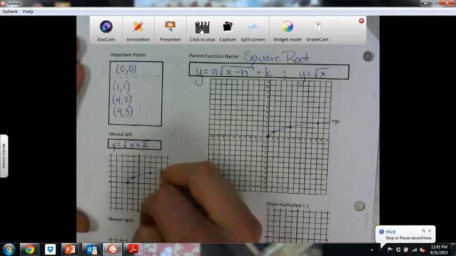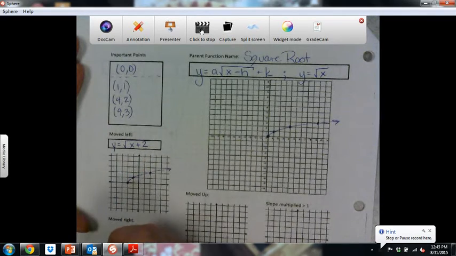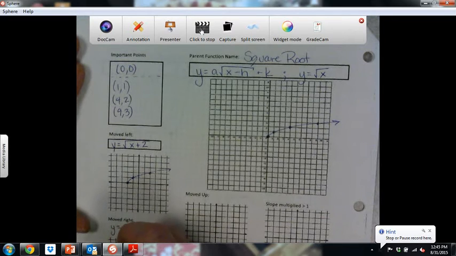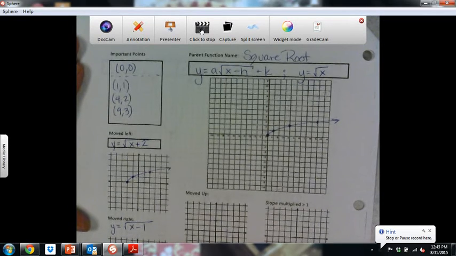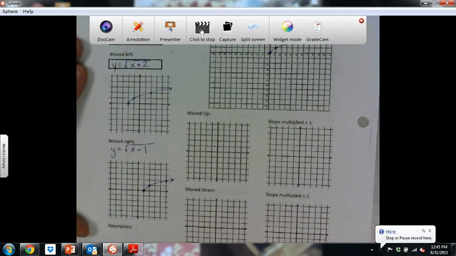Same idea down here to move to the right. The square root of perhaps x minus 1 is going to move me right 1. So my origin or my vertex is going to be here. What was 0, 0 is moved right 1, and this one moves right 1, and then my 4, 2 moves right 1 as well. See what I'm doing? There we go.